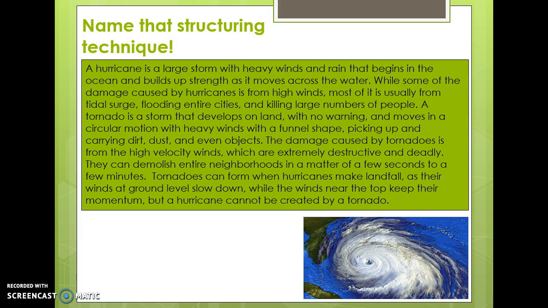A tornado is a storm that develops on land, with no warning, and moves in a circular motion with heavy winds with a funnel shape, picking up and carrying dirt, dust, and even objects. The damage caused by tornadoes is from the high-velocity winds, which are extremely destructive and deadly. They can demolish entire neighborhoods in a matter of a few seconds to a few minutes. Tornadoes can form when hurricanes make landfall, as their winds at ground level slow down, while the winds near the top keep their momentum. But a hurricane cannot be created by a tornado.